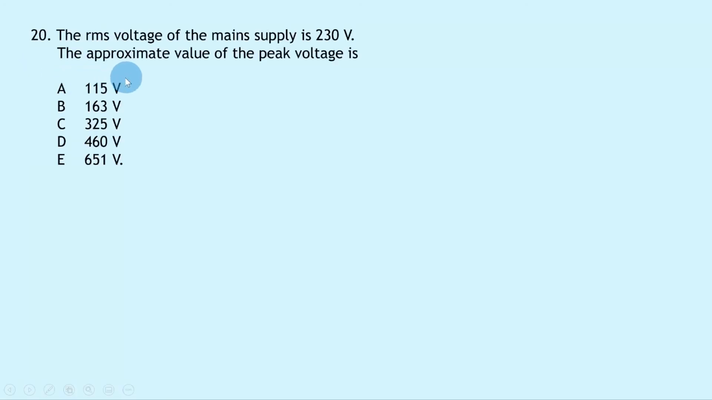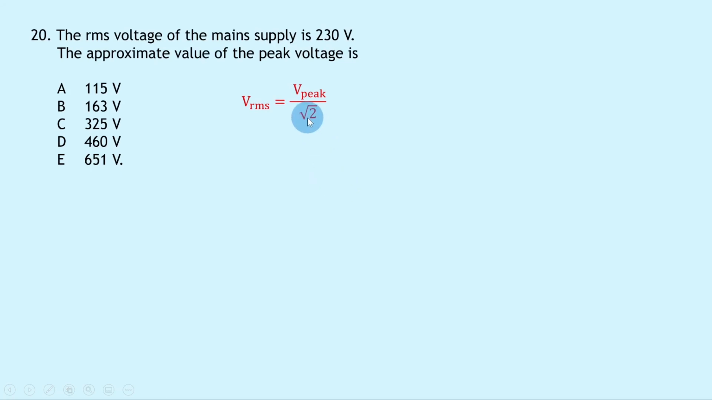Next we have question 20, which says the RMS voltage of the main supply is 230 volts. The approximate value of the peak voltage is... Well, writing down our equation relating RMS and peak voltage, we have V_RMS equals V_peak over root 2, and you can either then sub in or rearrange. So I'm going to rearrange for V_peak.